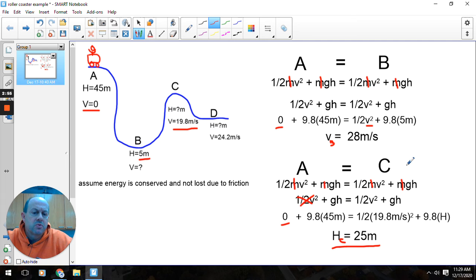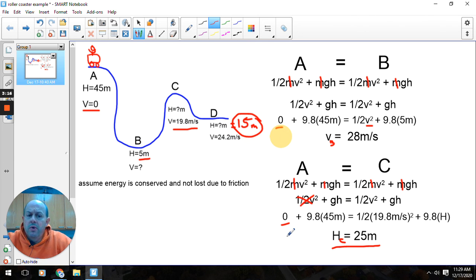The velocity at point B was 28 meters per second. If we work the problem for D, we should come up with a height of 15 meters. So you can try that one to see if you get 15 meters for part D.